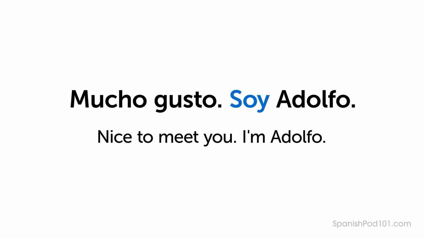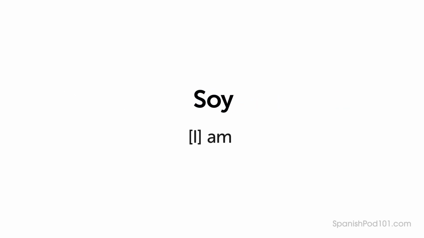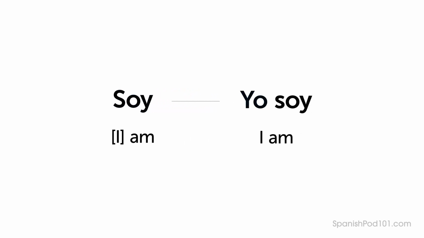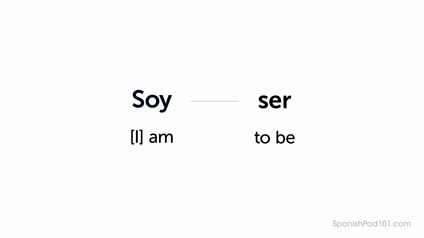Next is Soy Adolfo. I'm Adolfo. First is Soy. I am. Soy is the shortened form of Yo soy. In Spanish, the Yo, I, is usually omitted. Soy is from the verb ser, to be.